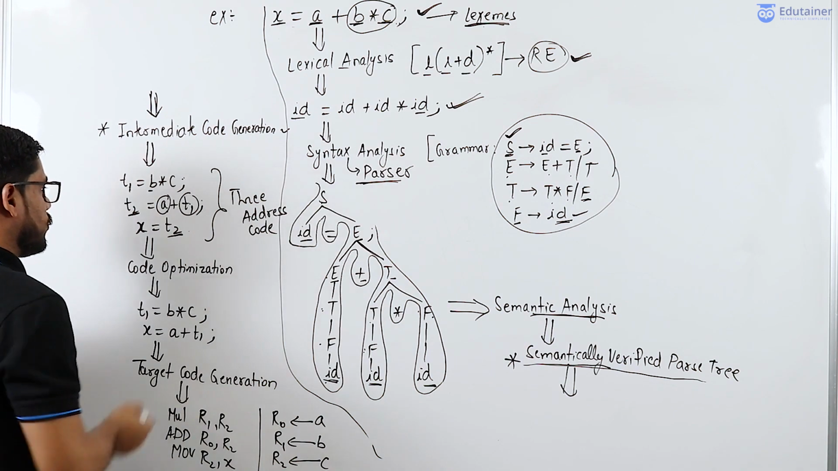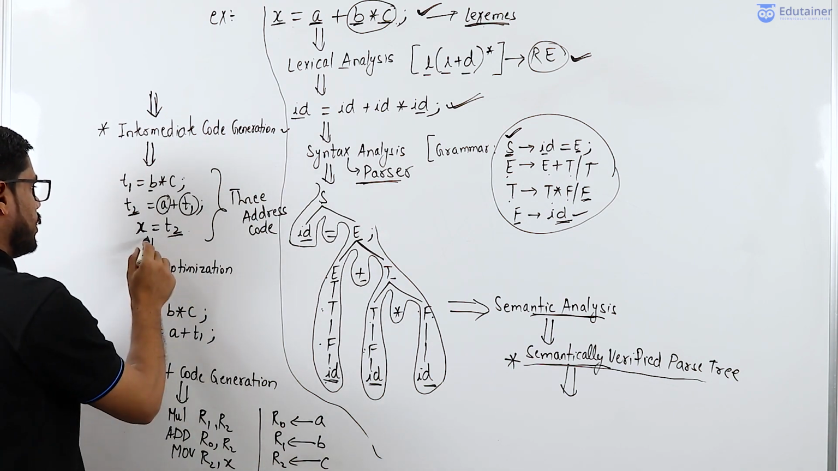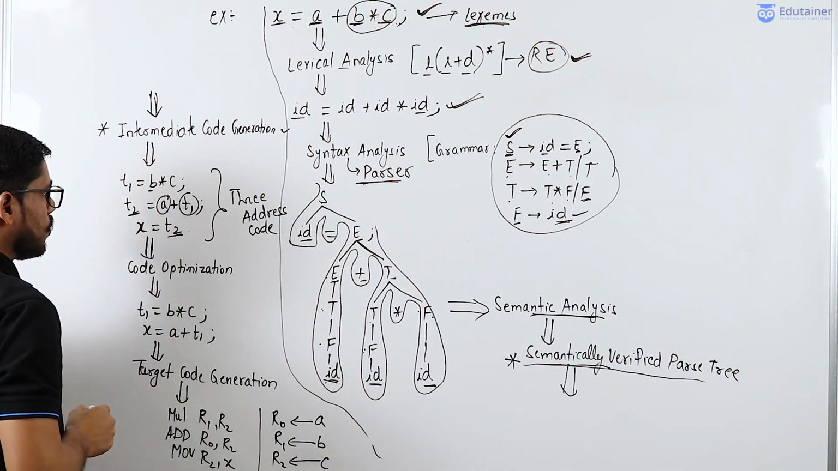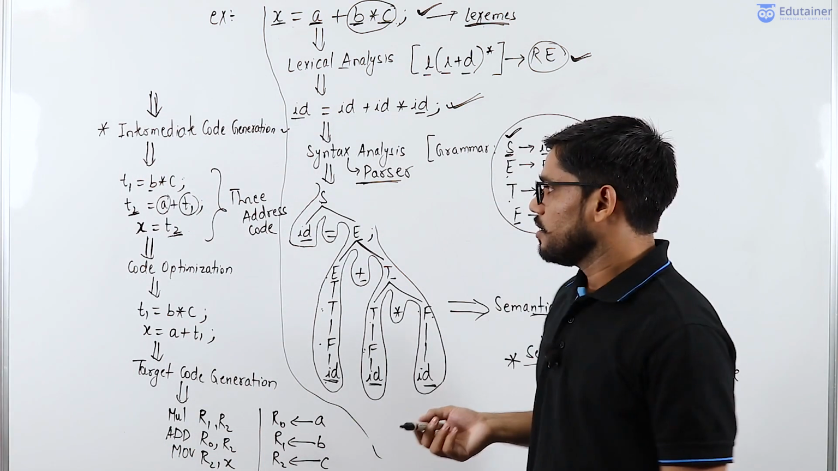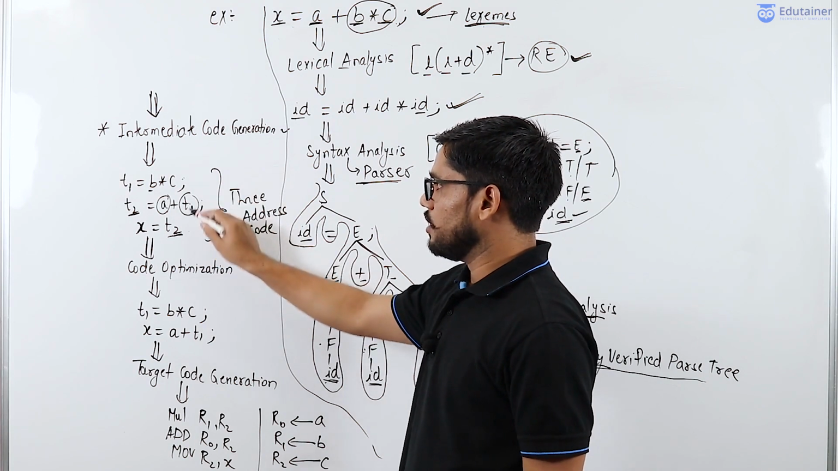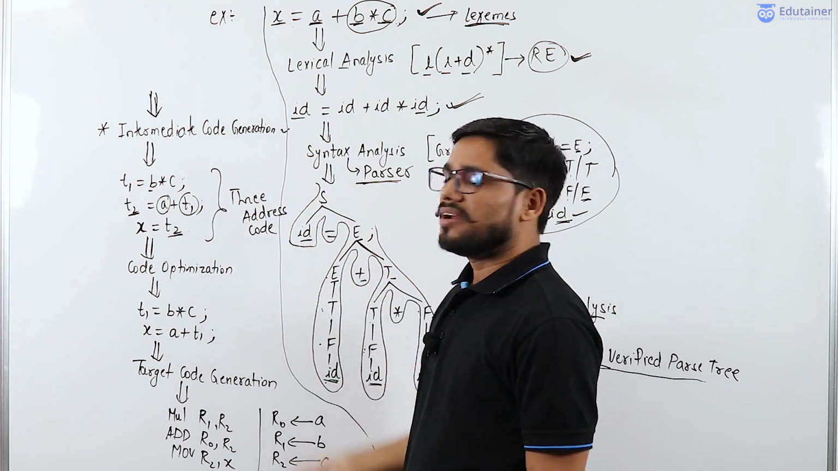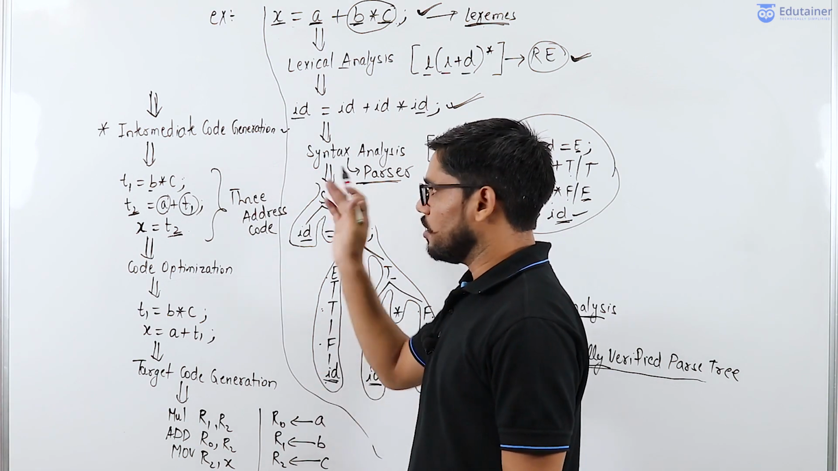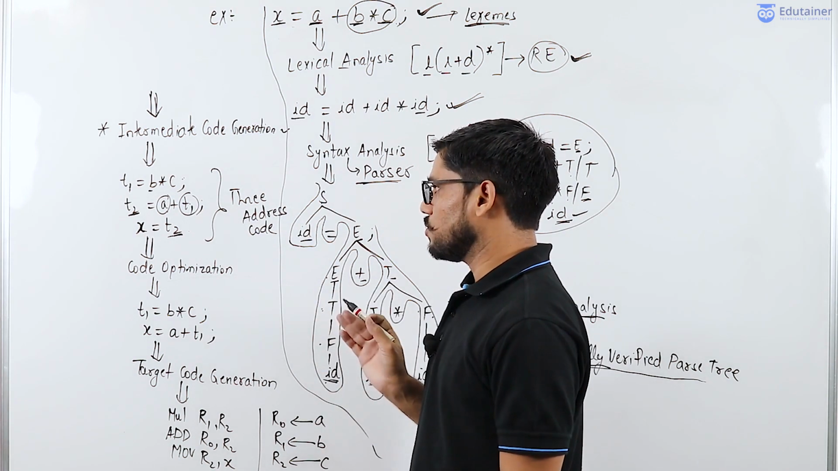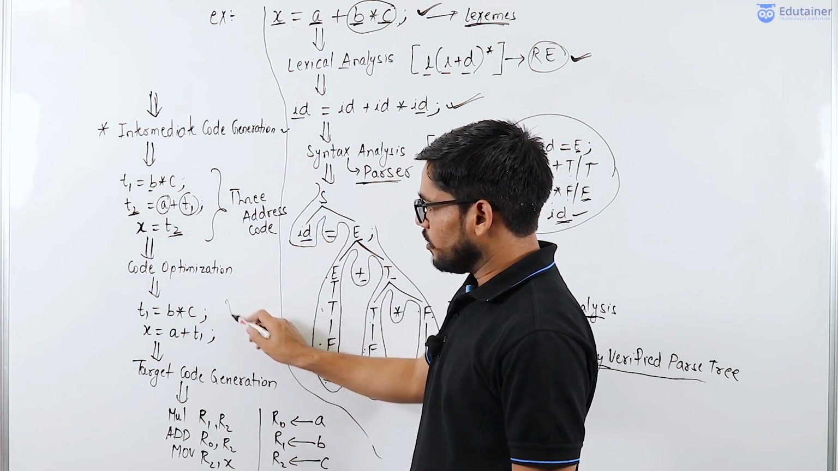Okay, now this 3 address code is passed to the code optimization phase. The code optimization phase figures out the redundant code in the 3 address code. If it finds any redundant or useless code, it will remove this redundant code and finally write the optimized code.